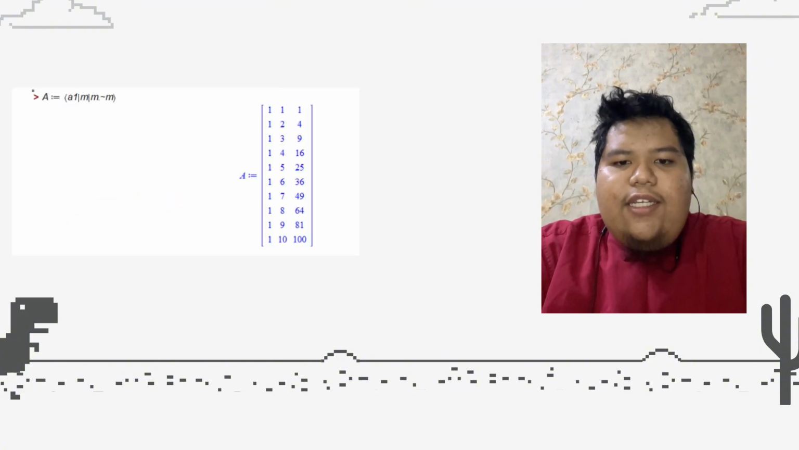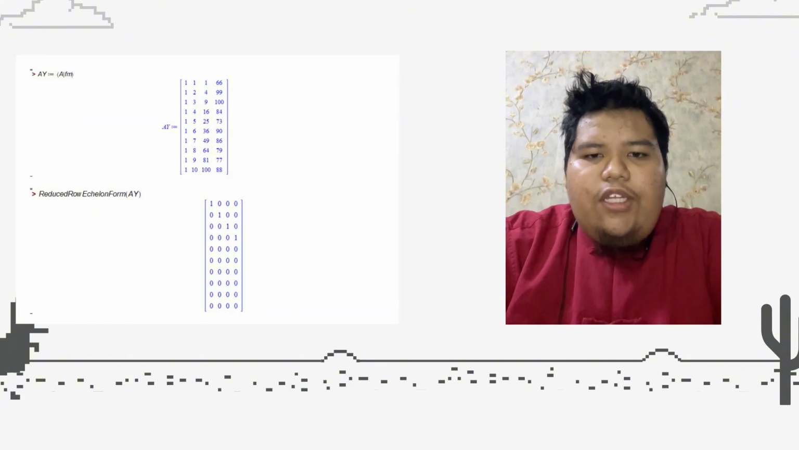And we can say A equal to A1 bracket M bracket M tilde M. AY equal to A bracket FM. After that, we can use reduced row echelon form for AY.